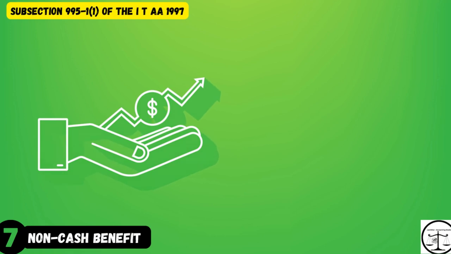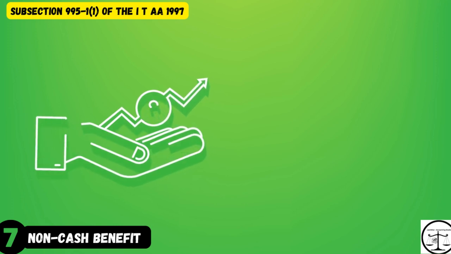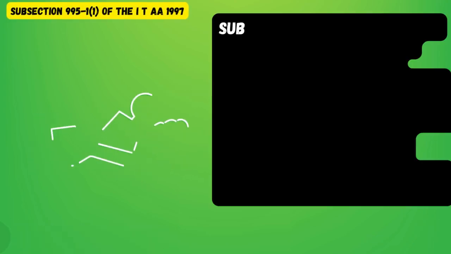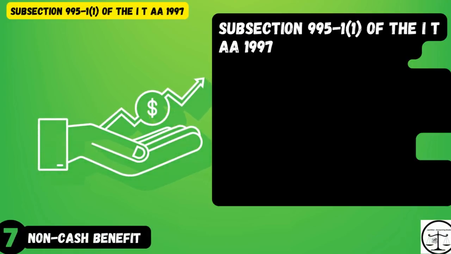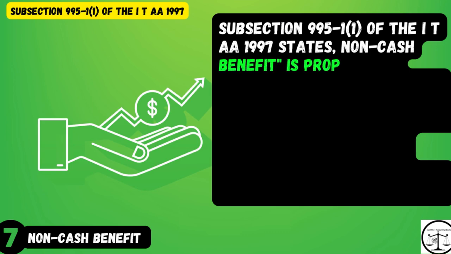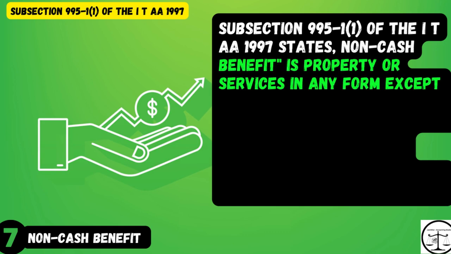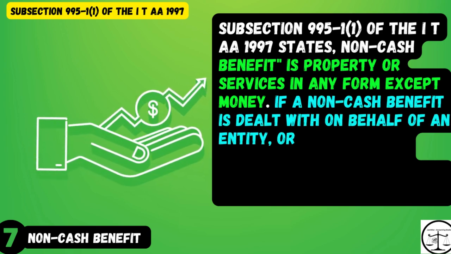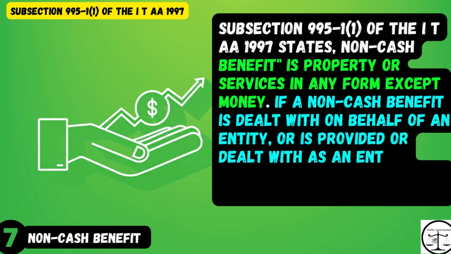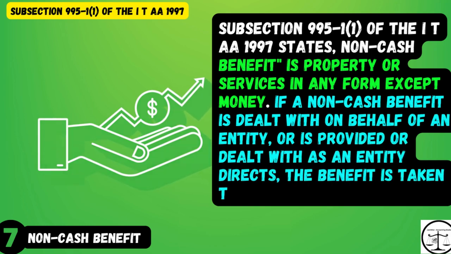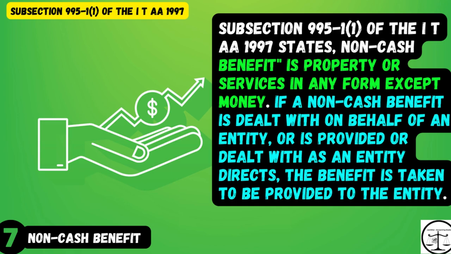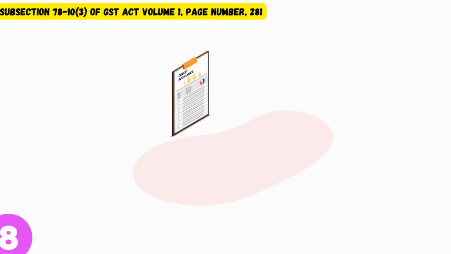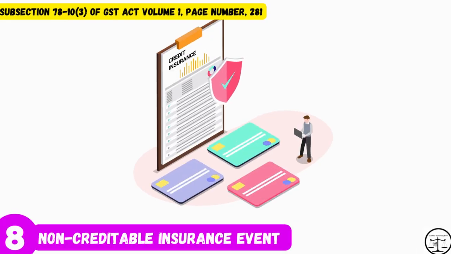Next word. Word number 7. Non-cash benefit has the meaning given by subsection 995-1 of the ITA 1997. Subsection 995-1 of the ITA 1997 states: non-cash benefit is property or services in any form except money. If a non-cash benefit is dealt with on behalf of an entity, or is provided or dealt with as an entity directs, the benefit is taken to be provided to the entity.